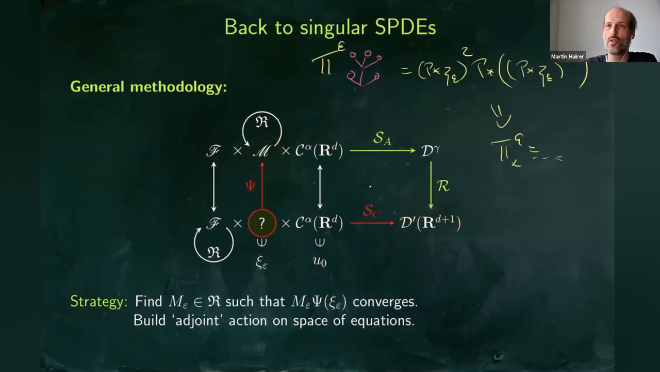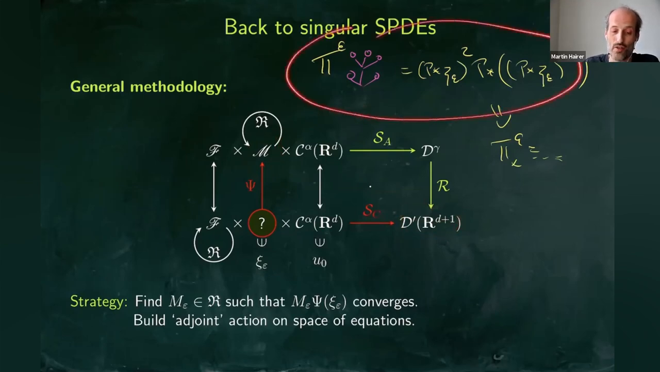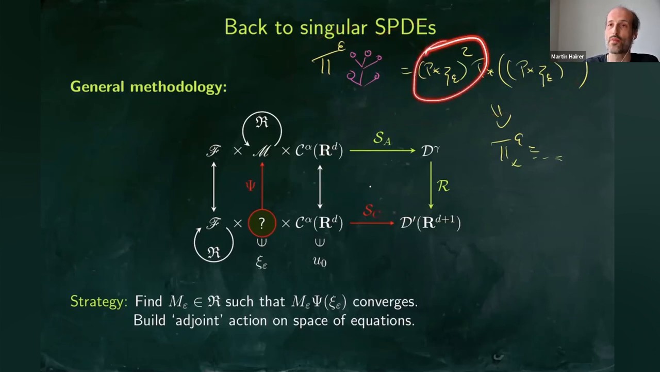you know that you have convergence of the solution. Now the problem is that if you just look at this model here, it doesn't converge because, for example, that square just blows up. So, for example, here you want to subtract a constant, and here you want to turn that into a Wick cube, so you also want to subtract the constant. And then even what you end up with is not enough, so you still have to subtract another term.